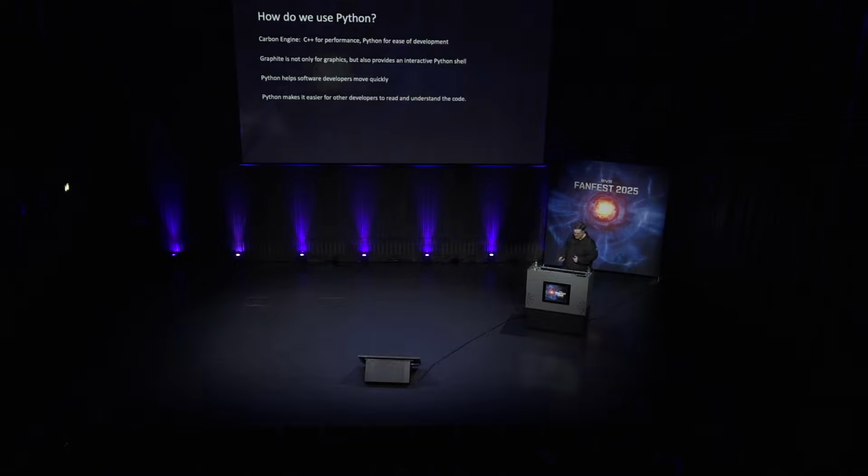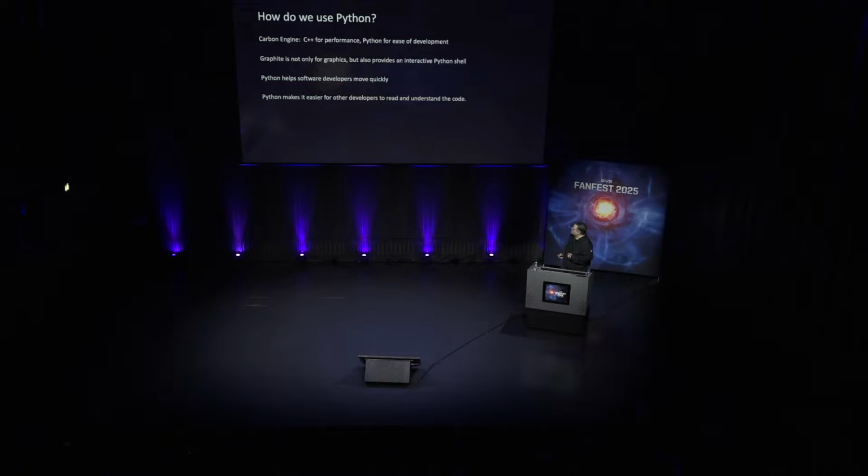So how do we use Python? Python is used with our Carbon engine. C++ is what we use for performance. So if we're doing really high intensity graphics work, that will be in C++. Python sits on top of it and is used to script things, is used to make all the gameplay logic. Python is for ease of development. Graphite isn't just for graphics, but it also provides an interactive Python shell, which I think you saw in CCP Amino's talk.